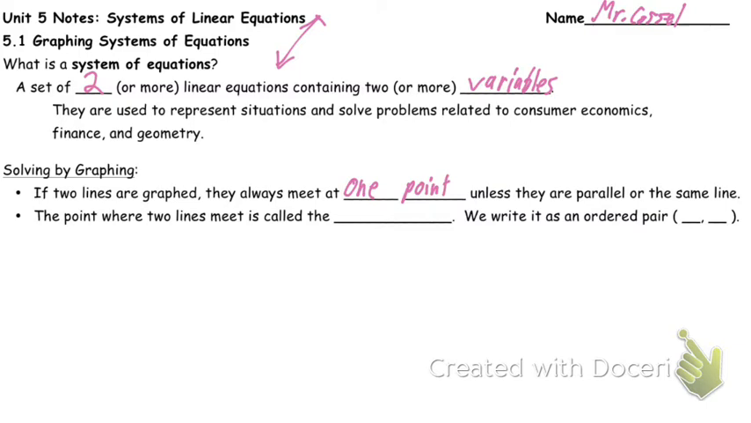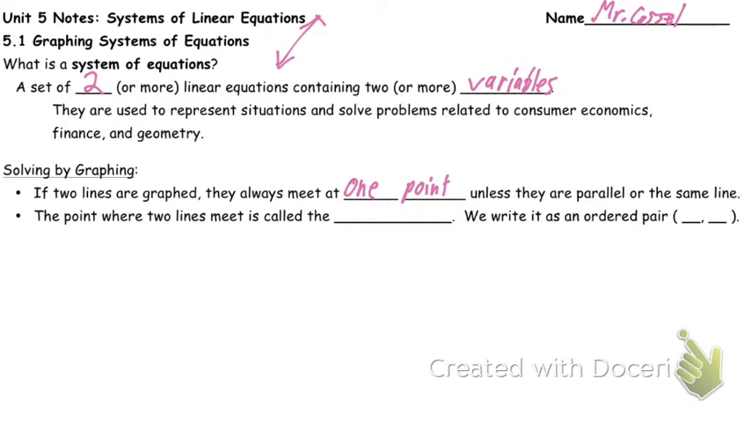What do you know about parallel lines? That they never touch. And what do we know about their slope? They're equal. They're the same slope. So the parallel lines never touch. So they're not going to touch at one point because they never touch. And if they're the same line, then they're just going to overlap each other. We'll talk about that more later.